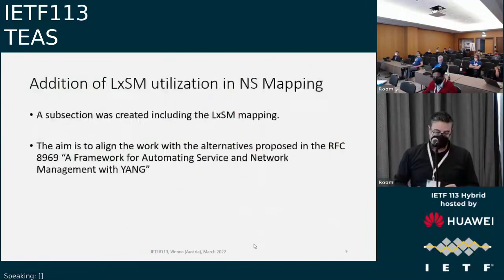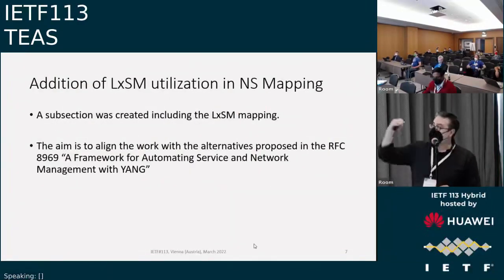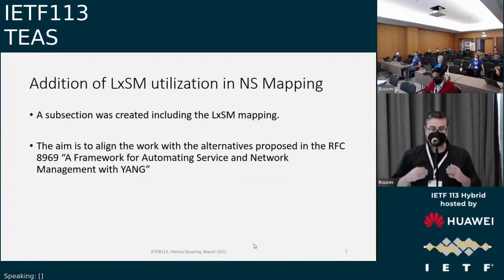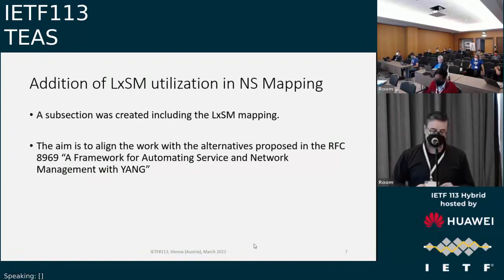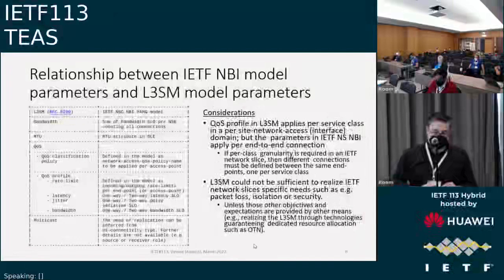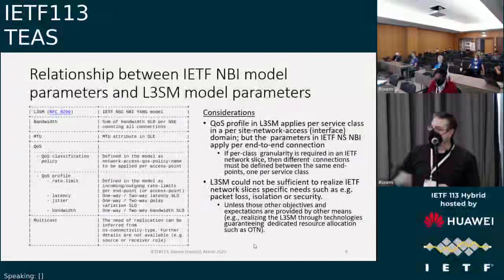or to a network model. A second update was the addition of this section for network slice mapping to the service model mapping. Again, the text was more or less there, but was not clearly reflected. So we created this new section, basically with the idea of aligning with RFC 8969. And then we created this annex.